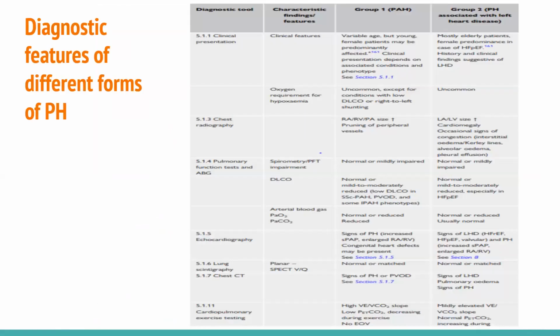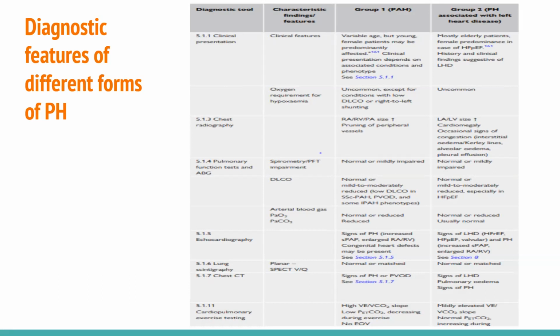So what are the diagnostic features of different forms of pulmonary hypertension? For group 1 patients, what are the clinical features, and for group 2 patients, what are the clinical features? This is just a differentiation table. Clinically, in terms of age group, group 1 is the early age, whereas group 2 is the elderly. O2 requirement is very uncommon in both groups. Chest X-ray shows changes in the right ventricle in group 1 patients, whereas left ventricular changes are more common in group 2.